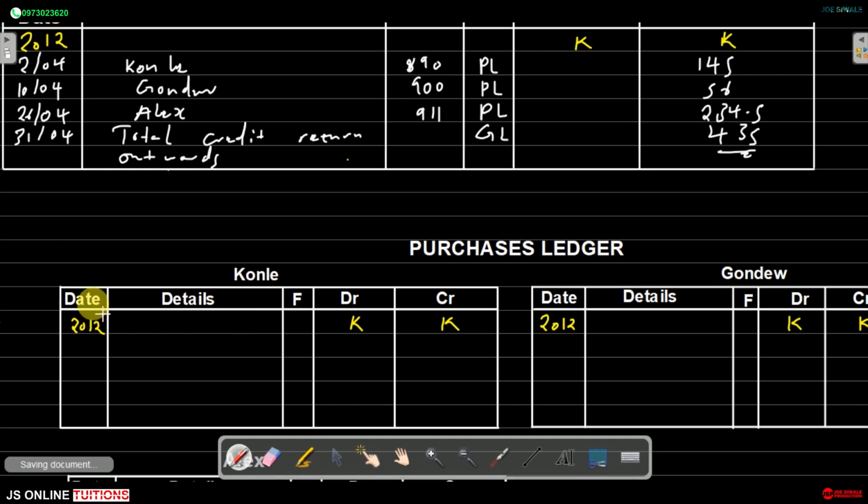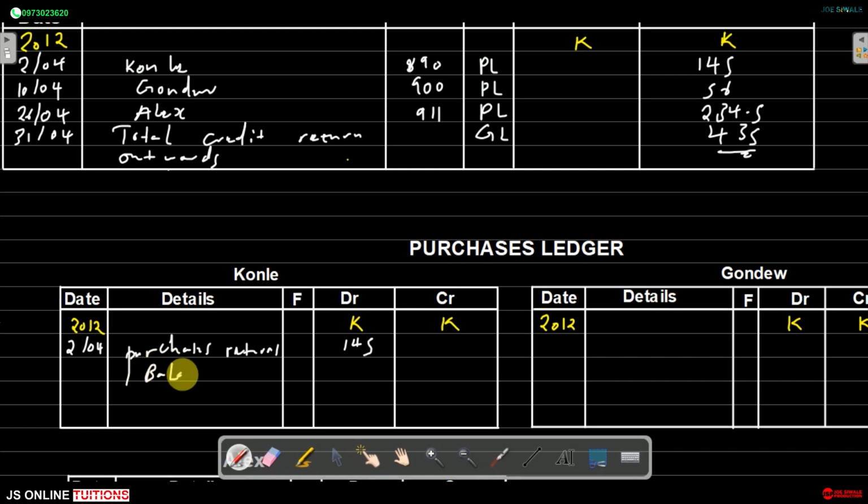So as you can see, we're going to start with the first transaction. In the first transaction, again, get it from the returns outwards daybook that occurred on the 2nd of April, and the supplier there is Conley. So I've written the account of that supplier, so we can say that's on 2nd of April. We're going to say purchases returns, and there we're going to put it on the debit side as 145. And since we only had that transaction for that supplier, that means that we can balance up this account.